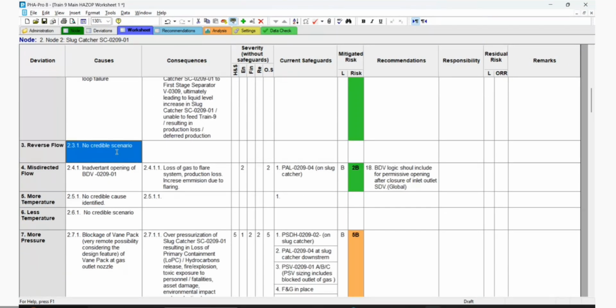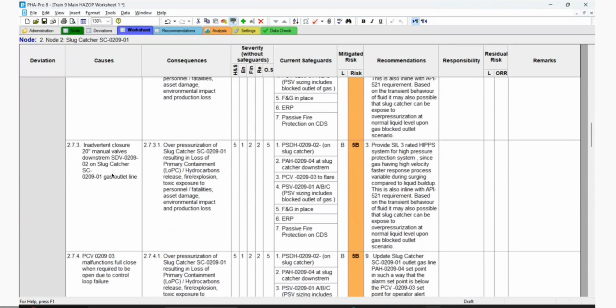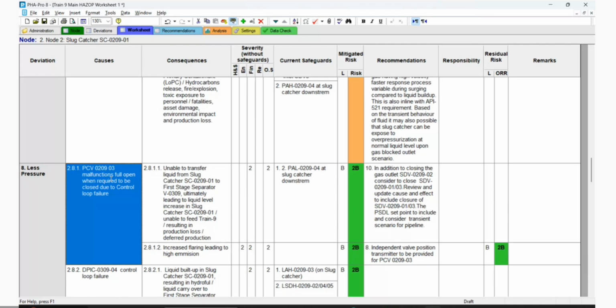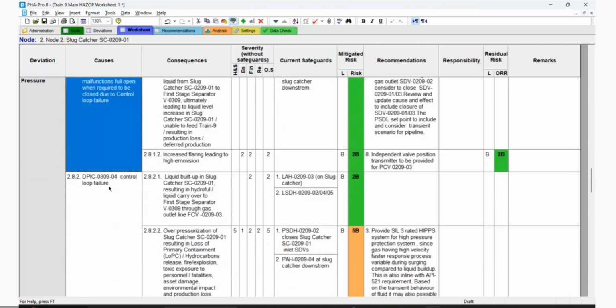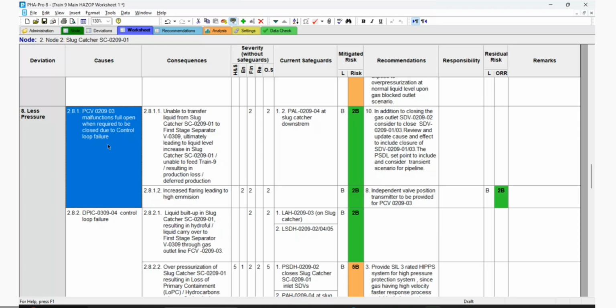Less pressure, go to less pressure. Down, less, down. Yeah, this one, the first one, 2.8.1. The one.